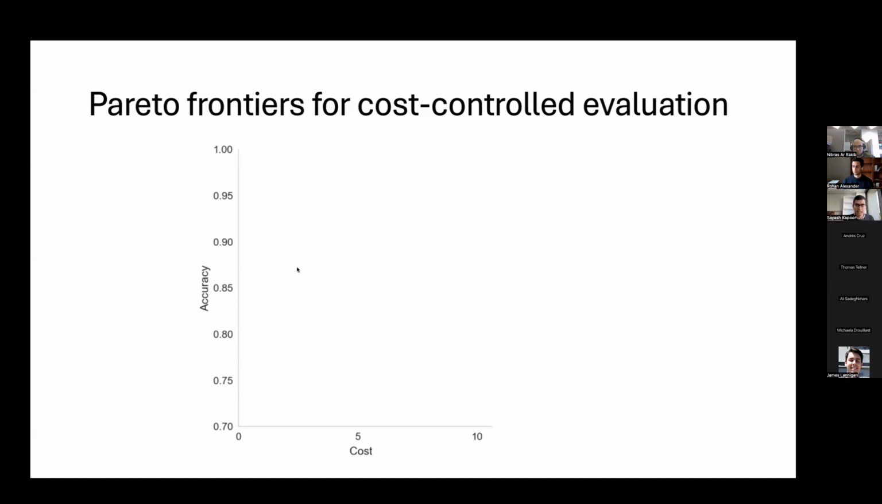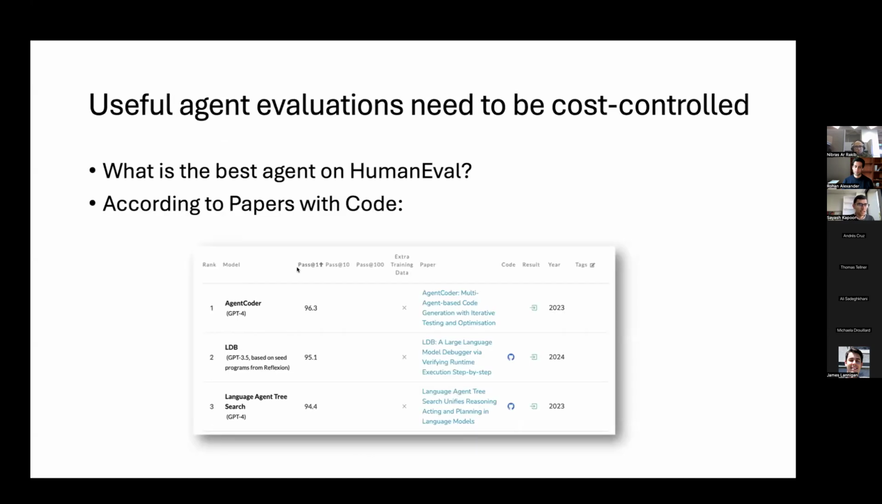And here's what an evaluation of one of the leading benchmarks for code generation, HumanEval, might look like if we're doing this. If we try to answer the question, what is the best agent on HumanEval according to Papers with Code, which is this repository of leading benchmarks, models and agents, you might find these top 3 results: Agent Coder, a model called LDB, a model called Reflection, and a model called LATS, or Language Agent Tree Search.